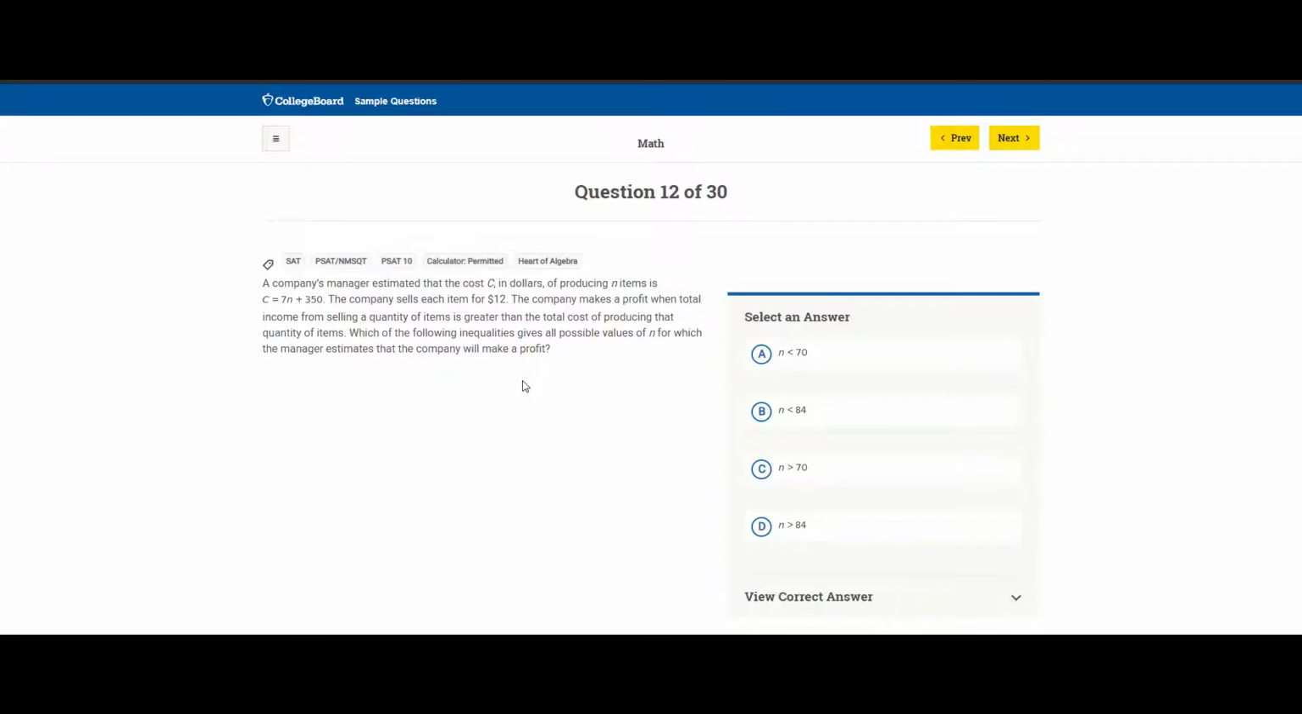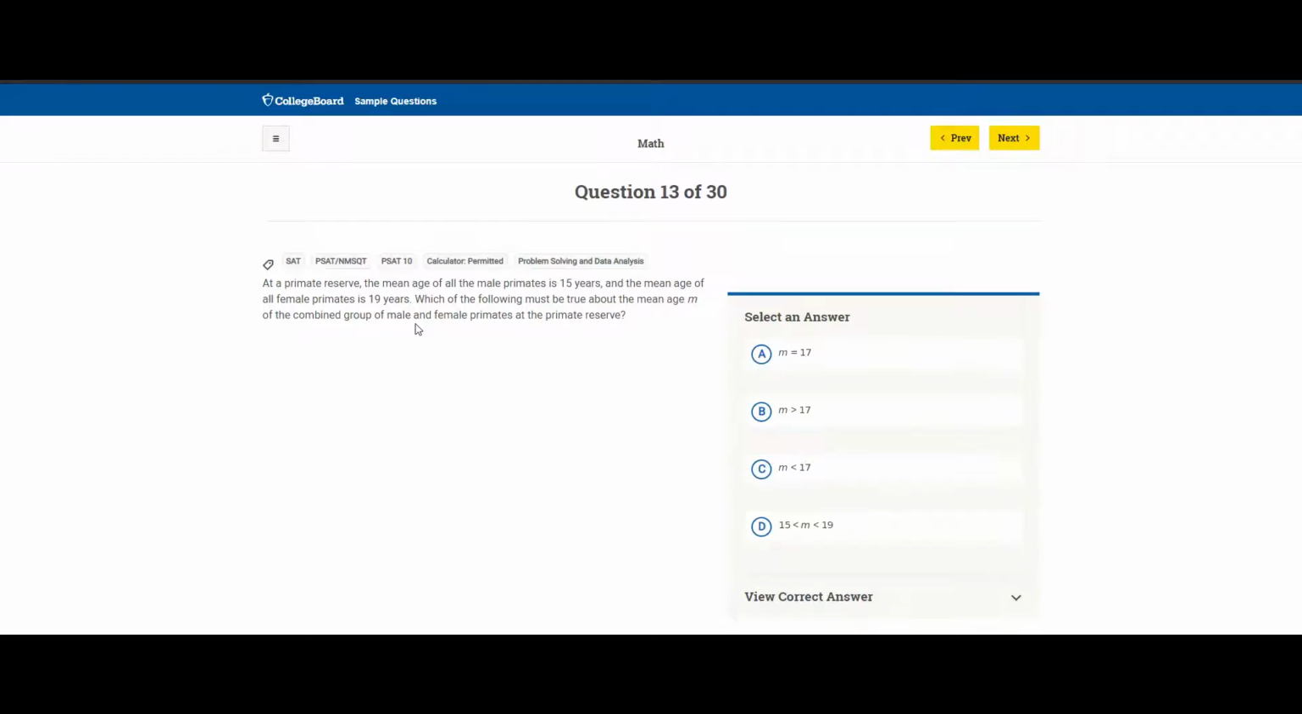Great. The cost each for $12. So that has to be less than 12N. So 5N is greater than 350, or N is greater than 70. That's how you do that, because you do 7N plus 350 is greater than 12N, because you sell them for $12. So that's a fun question right there.